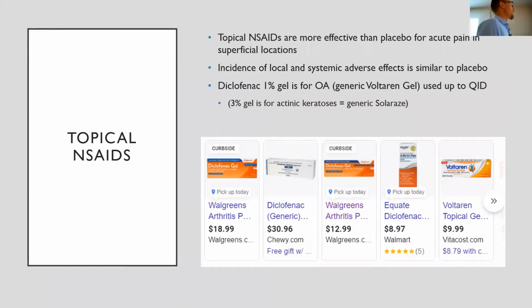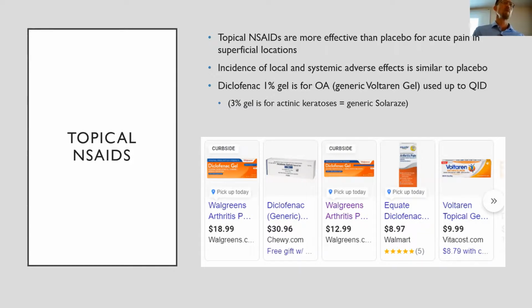Topical, we touched on this a little bit. Topical NSAIDs are more effective than placebo for acute pain. These are good drugs to use now, and the incidence of local and adverse effects is basically that of placebo. Diclofenac gel is over the counter, widely available. A quick price search suggests that you might want to go to Walmart or Target for the best prices. Just your friendly public service announcement.